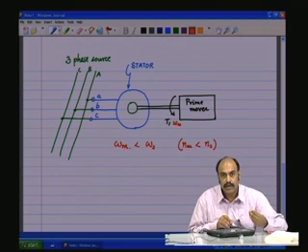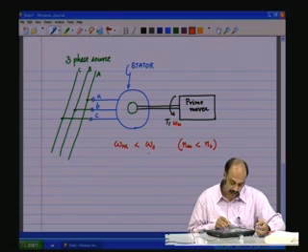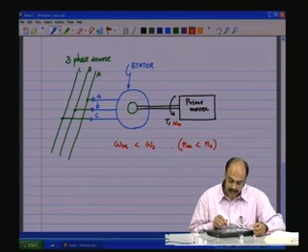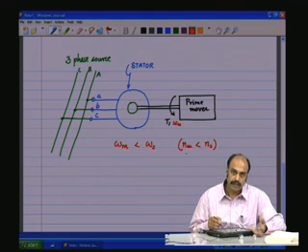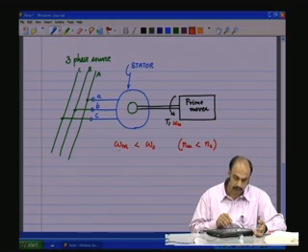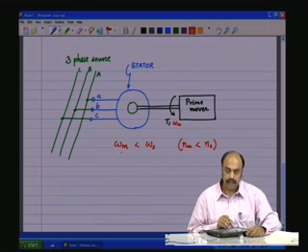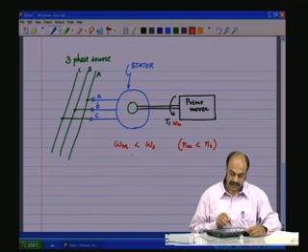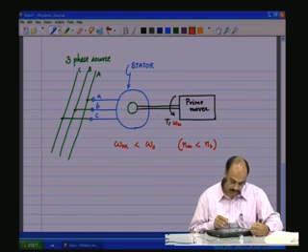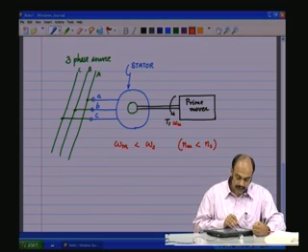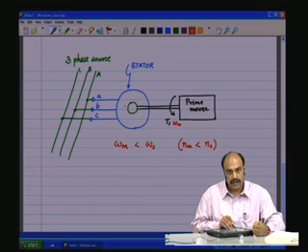What is omega m? Omega m is the mechanical shaft speed. Omega s is the synchronous speed of the rotating magnetic field within the induction machine, and Nm is in RPM. Nm and Ns are in RPM, omega m, omega s in radians per second. So if the mechanical shaft speed is less than the synchronous speed, it is in the motoring mode. So the induction machine here is acting like a motor, so it is drawing the active and the reactive power.